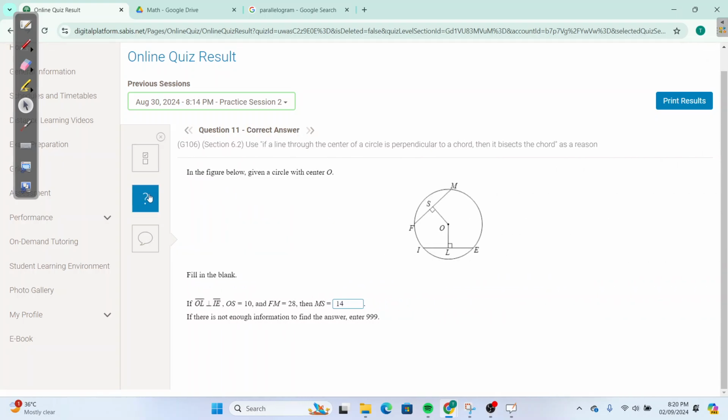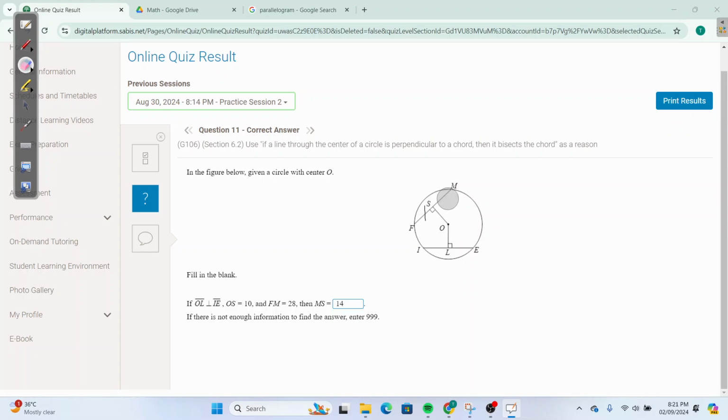Okay, if OL is perpendicular to IE and OS is 10, FM is 28, then MS is what? Okay, so you have to know a property of the chords and the radii. If the chord is perpendicular to a radius of a circle, then the radius basically will bisect the chord. So this part will be congruent to this part.